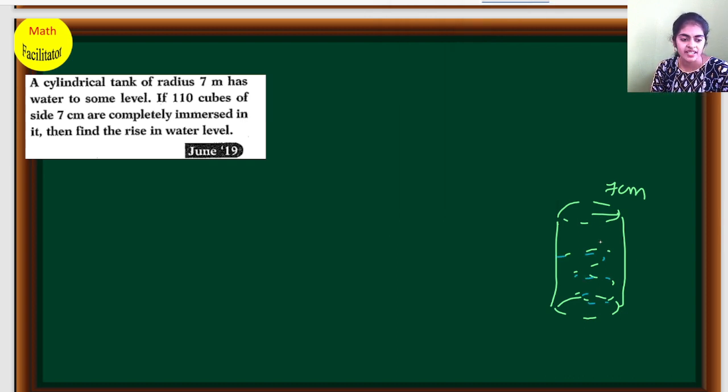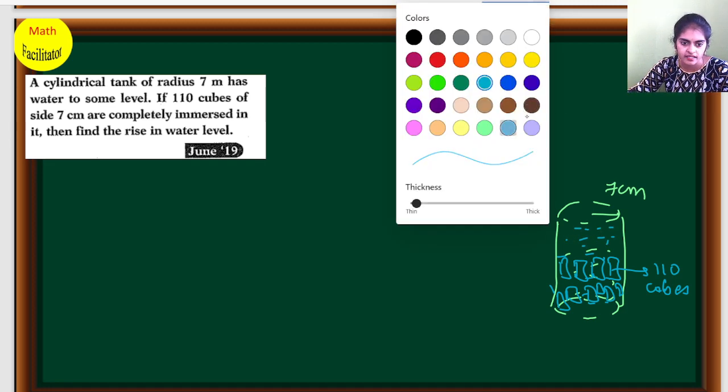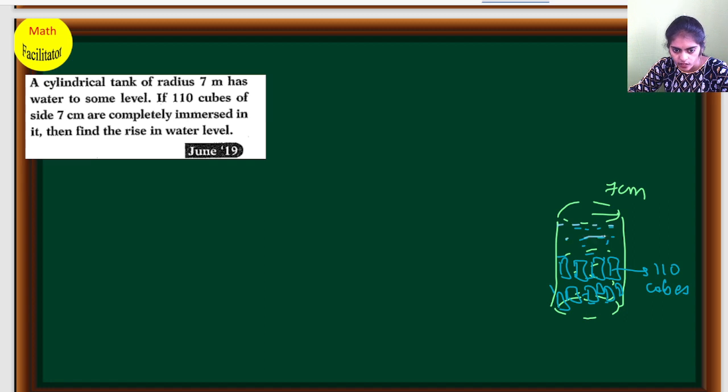Now 110 cubes of side 7 centimeters are completely immersed in it. Then find the rise of water level. If we drop 110 cubes in the water, they are completely immersed, meaning all of them go down and sink. So when the cubes are going down, what happens to the water? The water will rise up, isn't it? When the cubes are going down, the water will rise up.